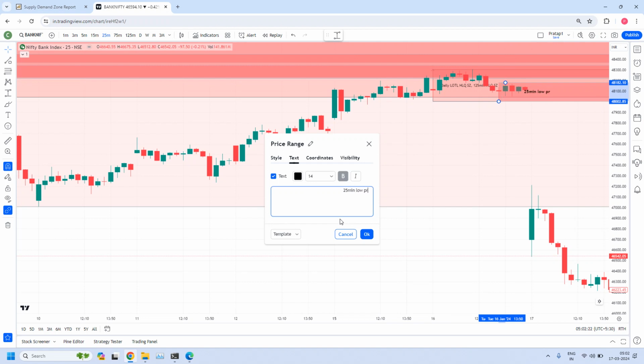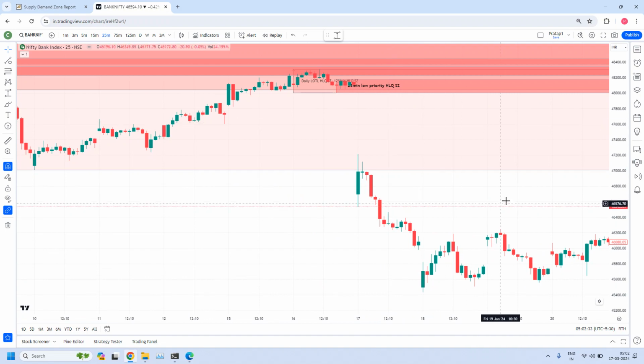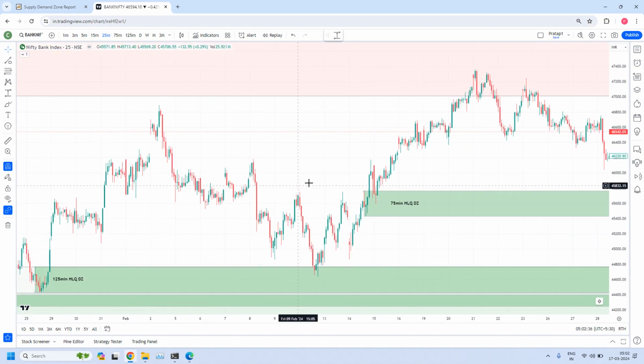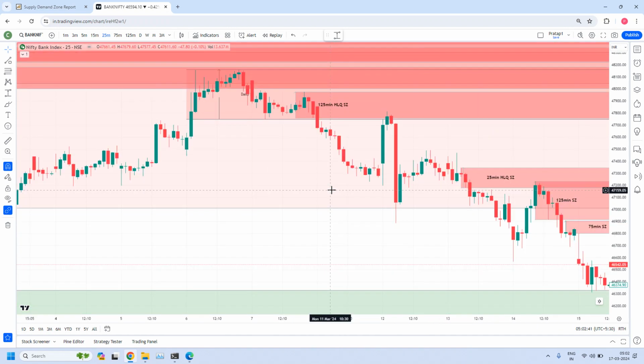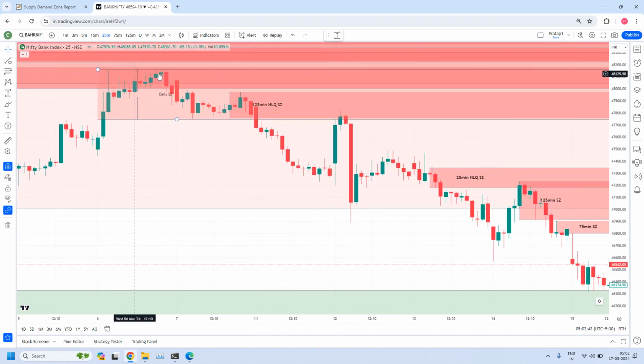low priority high liquidity supply zone. From this area, it would have picked up. See here, it picked up the orders here. Exactly in this area it picked up because many candles are in this area. The rejections, institutions are trying to break this supply, but they couldn't. And finally, prices came down.